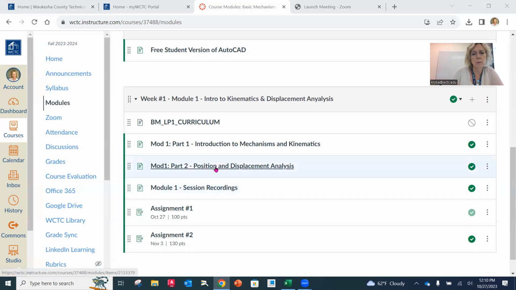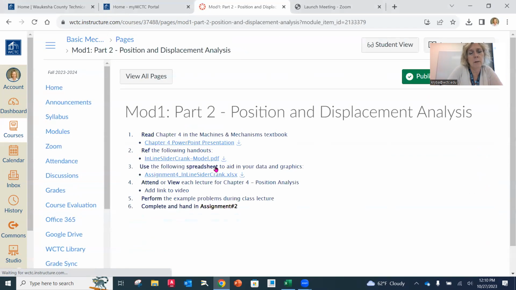So you're going to notice when we click on module number 1 part 2, we're going to skip a couple chapters in our book. Okay. And I guess it's just a preference on how they decided to show this.